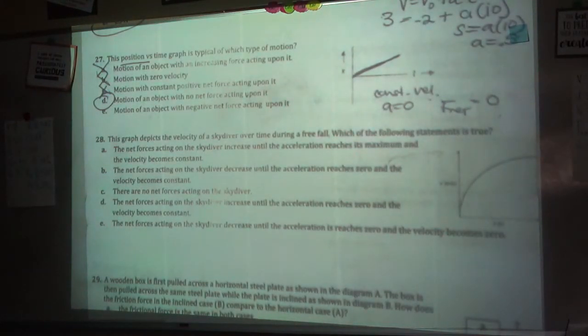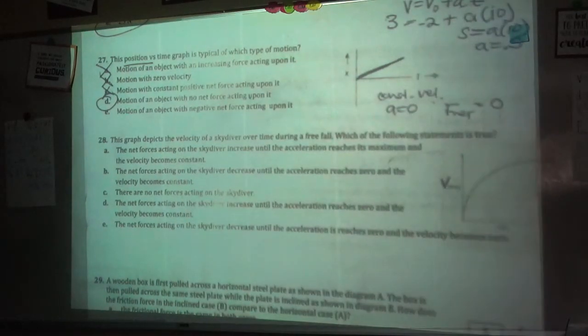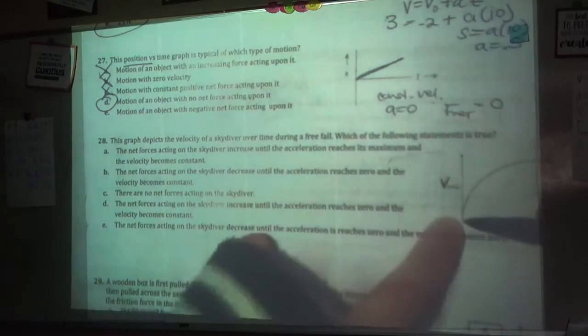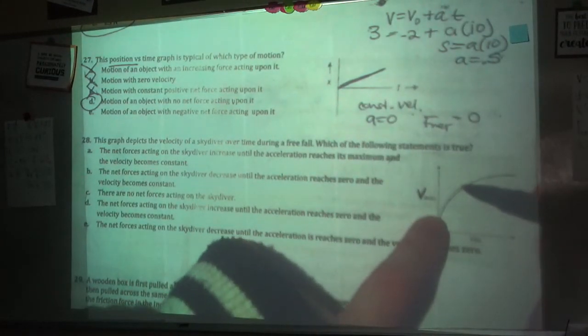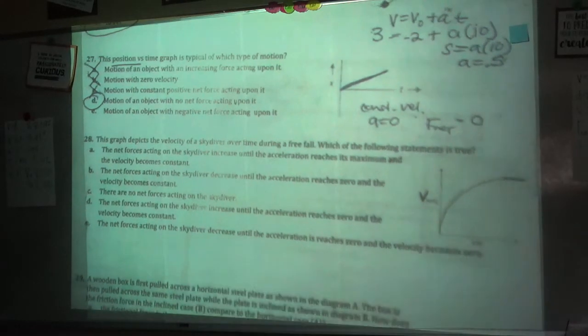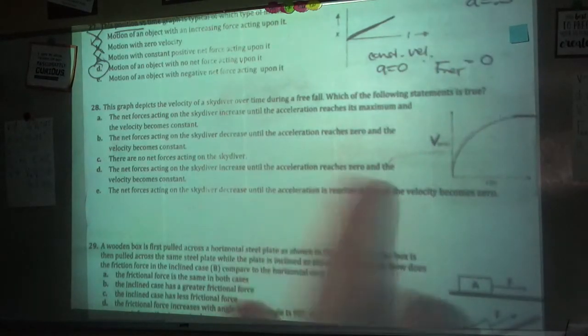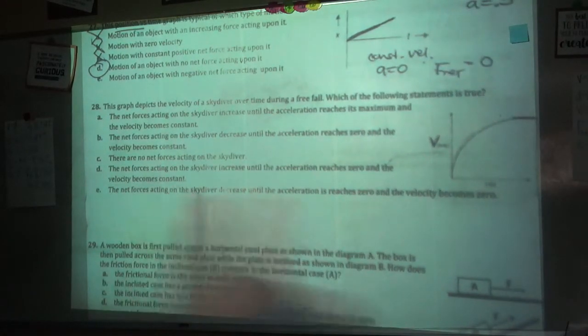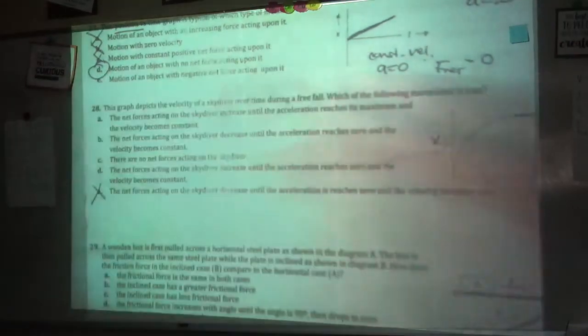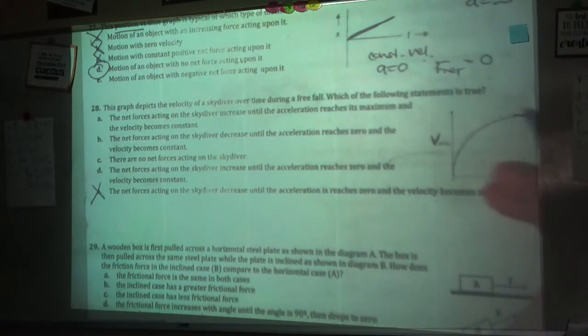28. This graph depicts the velocity of a skydiver over time during a free fall. Which of the following statements is true? So we're talking about a velocity versus time graph. You think he starts with 0 velocity, and then obviously his velocity is getting faster and faster, and then at the end it's staying constant. So I want to say, yeah, it stays constant until the velocity becomes 0. No, that's not true. It starts at 0 and then it definitely goes to a velocity.